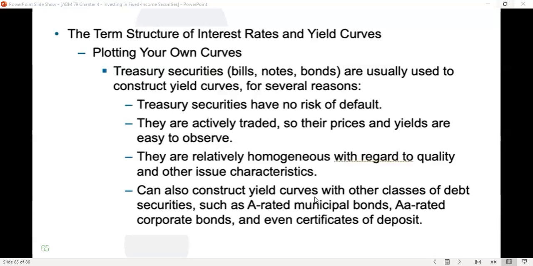They also construct yield curves for other classes of debt securities such as A-rated municipal bonds, AA-rated corporate bonds, and even certificates of deposit. So you can construct a yield curve from high to low or low to high based on its class or type.